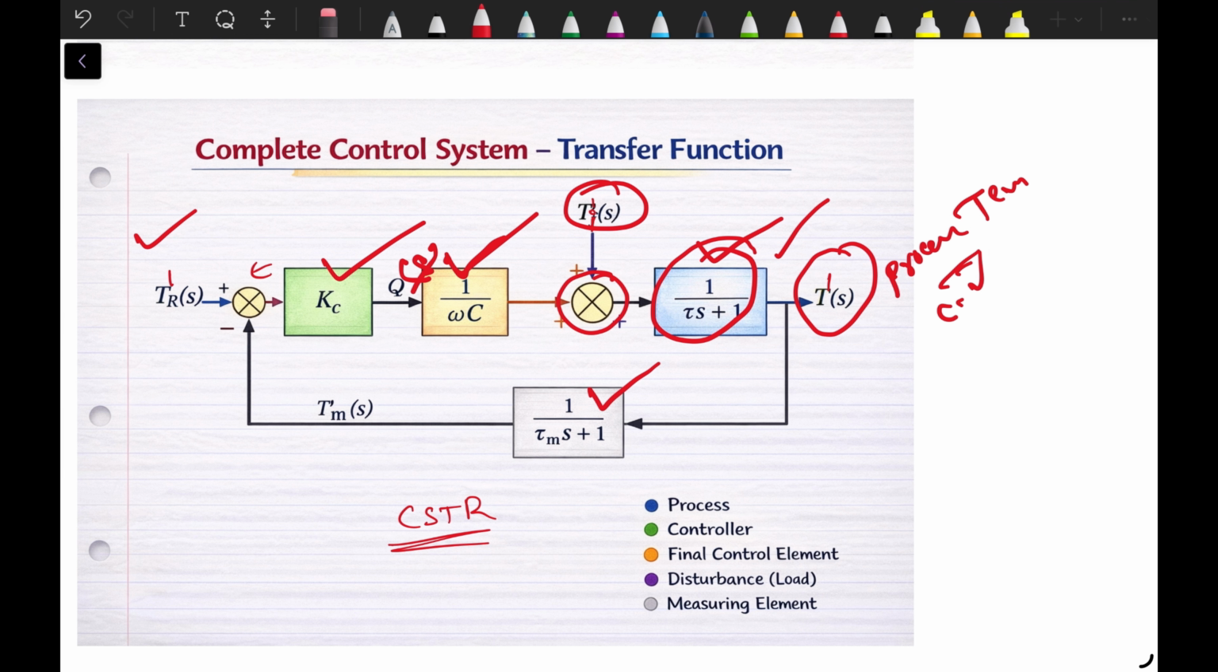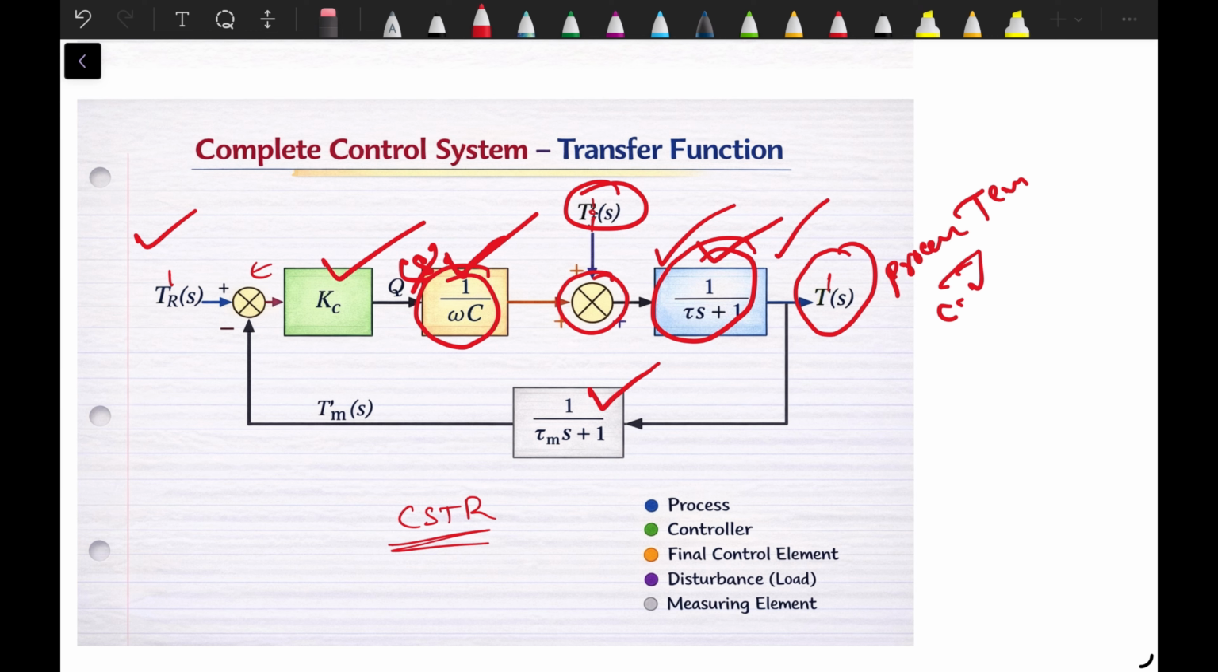The manipulated variable in the system is Q of S. Before entering the process, the signal is processed through the final control element. So the transfer function of the final control element is 1 by Wc. Please go through my previous videos for how we got this 1 by Wc. This element converts the control signal into the actual heat supply to the process.